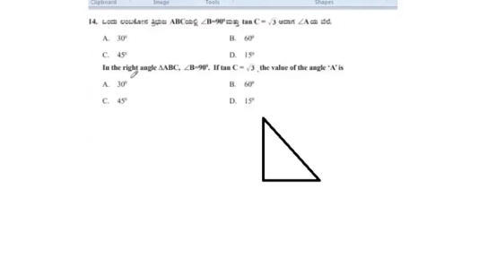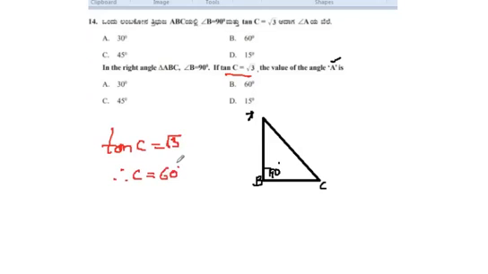14th question. In a right angle triangle ABC, angle B is 90 degrees and tan C is equal to root 3, then find the value of angle A. Clearly they have given ABC is a right angle triangle and angle B is 90 degrees. So I'm just changing the color. The other condition in this question is tan C is equal to root 3. We all know that tan 60 is root 3, therefore C is equal to 60 degrees. So I repeat this step once again. In tan, root 3 value is for 60 degrees, therefore C is equal to 60 degrees.